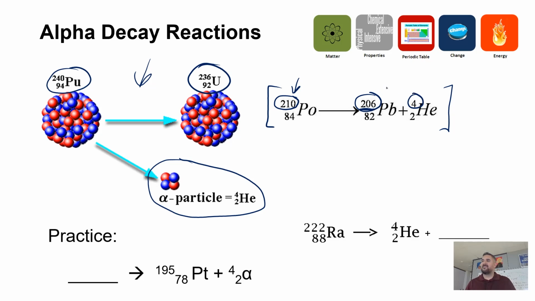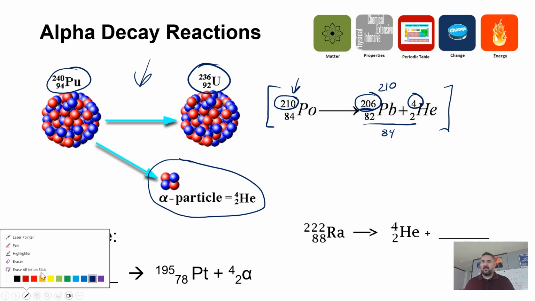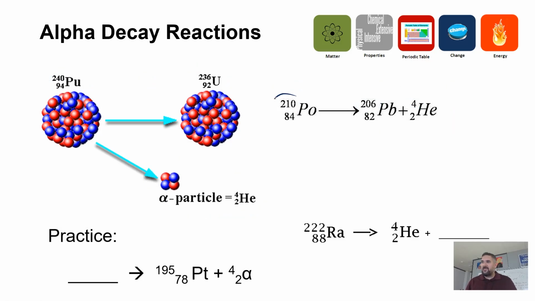So what's the total mass on this side? It's got a mass of 210. And then what's our total atomic number on this side? 84. That's it. That's what alpha decay looks like in a mathematical equation. So I'm going to clear this so that we can do it again. So over on this side, our mass number should equal what? 210. Our atomic number should equal what? 84. So both sides need to equal each other.